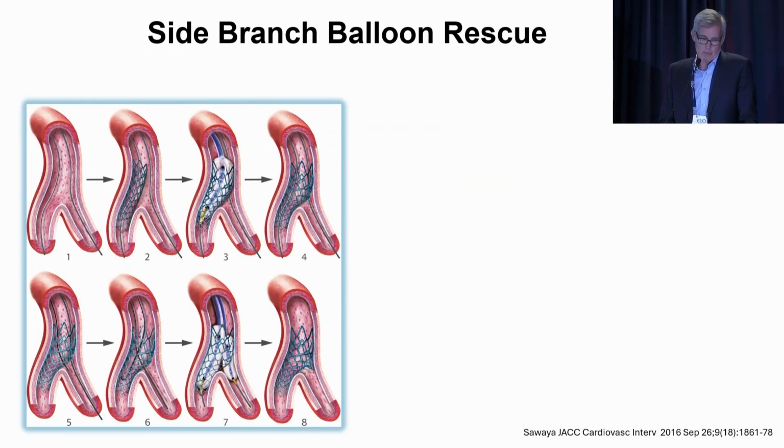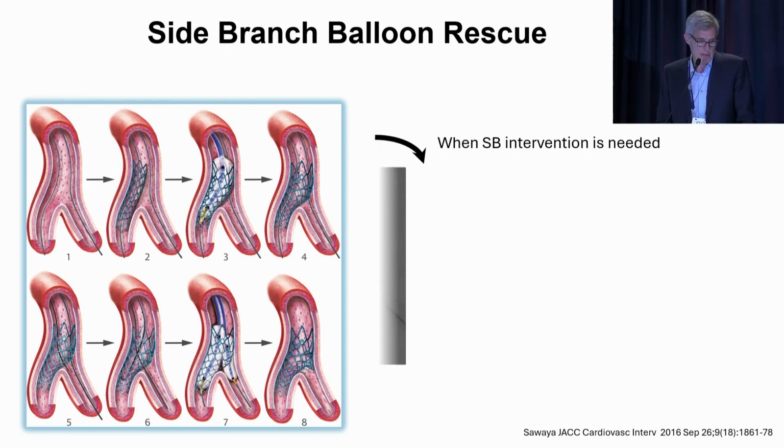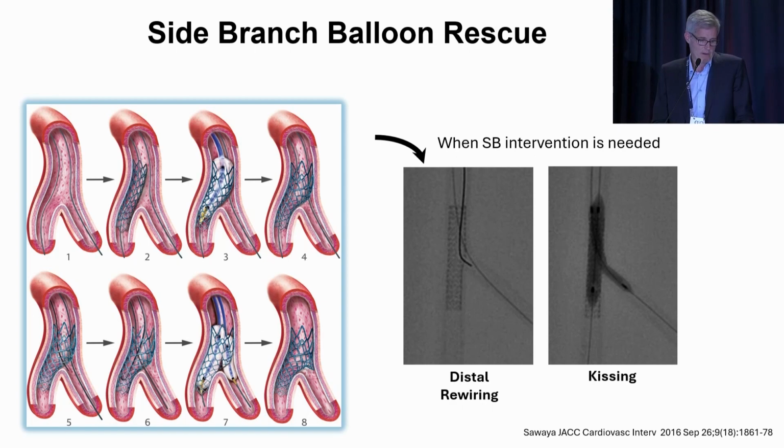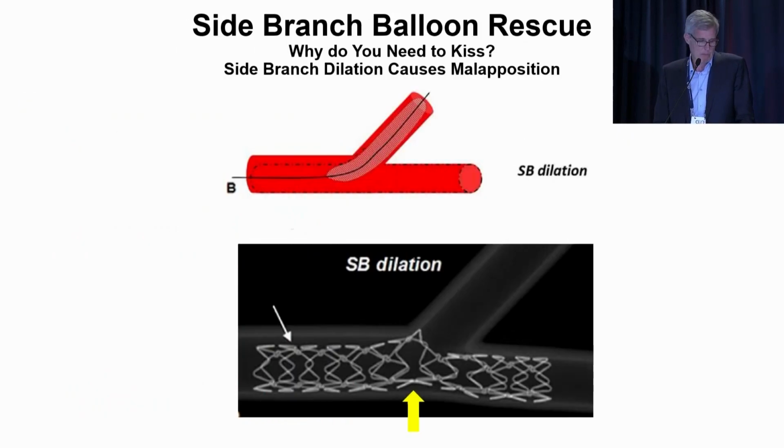Additionally, the way that we can rescue is simply with a balloon. You can go ahead and balloon it if you've got a little bit of pinching, you think it'll respond well to balloon angioplasty. This is relatively straightforward. Leave your wire, rewire, balloon it. What you don't want to do is skip the final kiss.